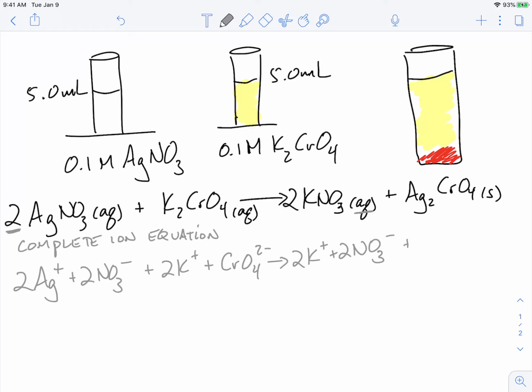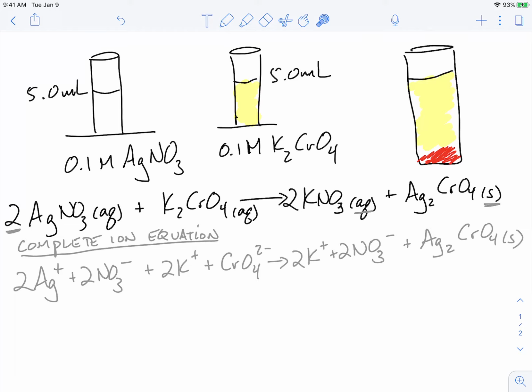And lastly, we come across our solid precipitate. And because this is really sort of changing form, we're going to keep this solid together when we write it. So we have Ag2CrO4 solid. So we keep that the same. So this is what's called the complete ionic equation.